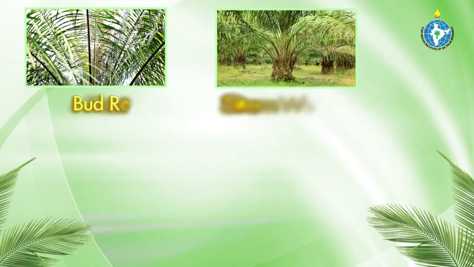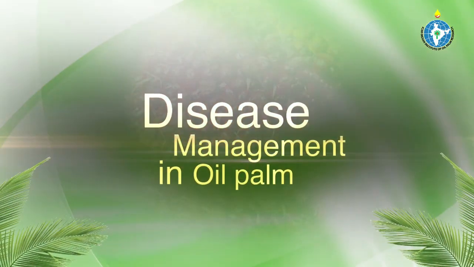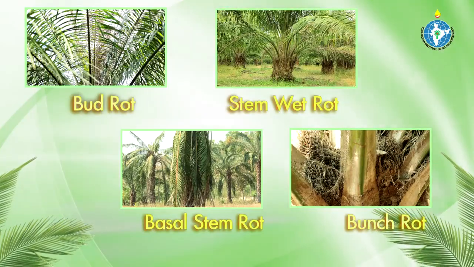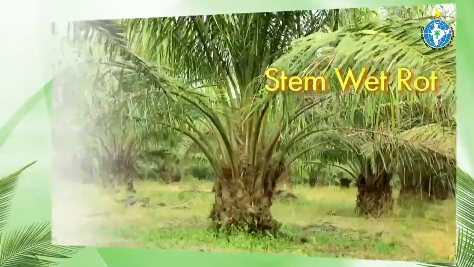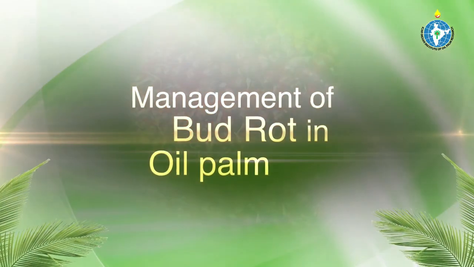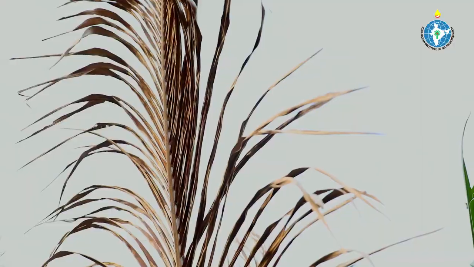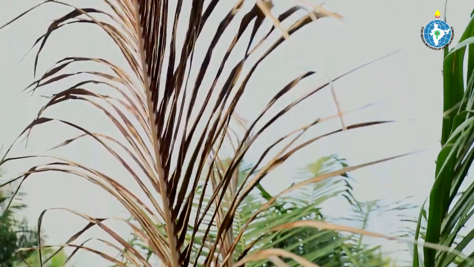It is observed that normally very few diseases occur on oil palm. The most common oil palm diseases are bud rot, stem wet rot, basal stem rot and bunch rot. Plants affected by bud rot show yellowing of spear leaves subsequently turning to brown.